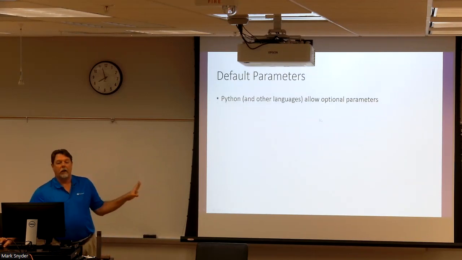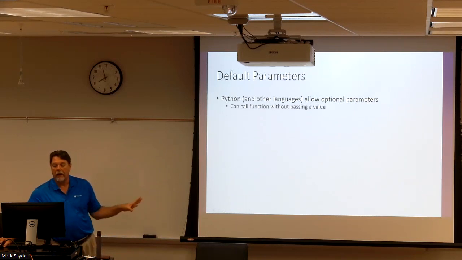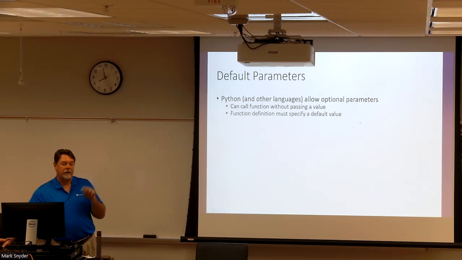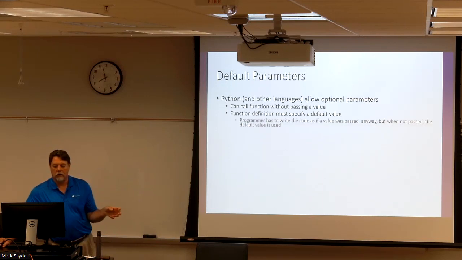Okay, there's this cool thing called default parameters too. Python and other languages also allow this. Very useful. And what it means is you can call the function without passing all of the parameter values that are in the contract. So you can default on your part of the contract going in, basically. The function, on the other hand, has to say, oh, if you don't give me a value for that, here's the default value I'm going to use.